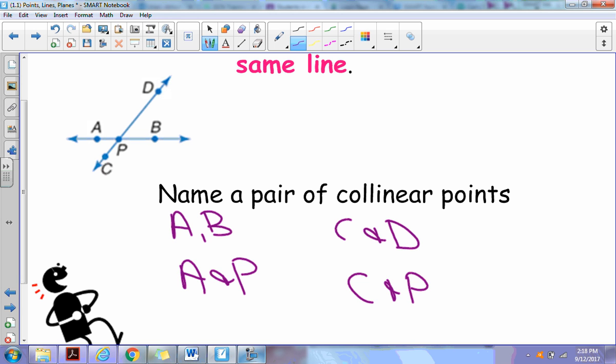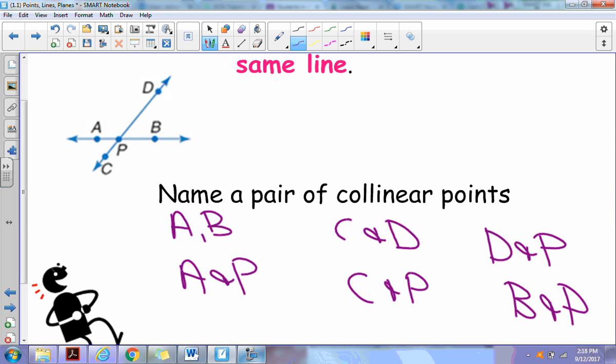D and B. Yes, D and B. Are D and B on the same line? D and P, yes. I thought you said B, P, D, P. Yep, B and P are on the same line. We didn't do that pair either. Okay.